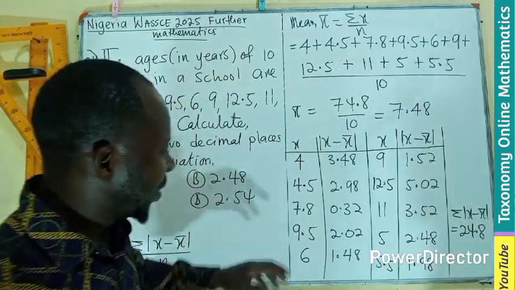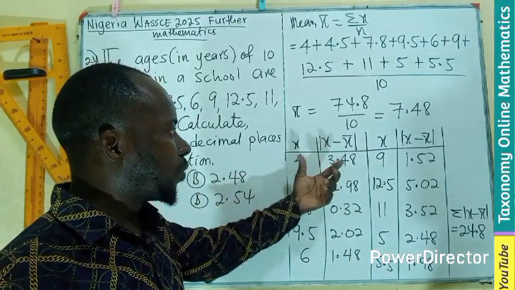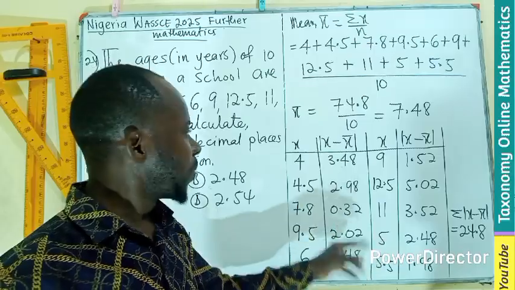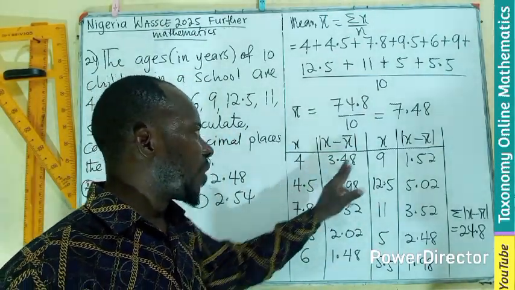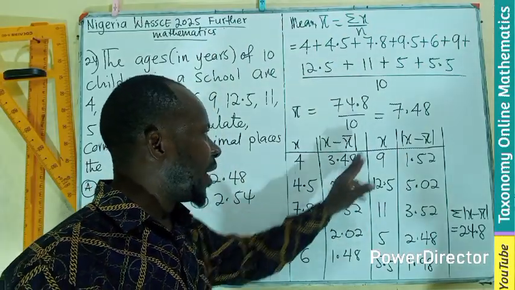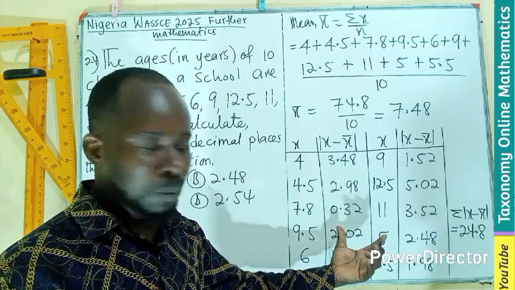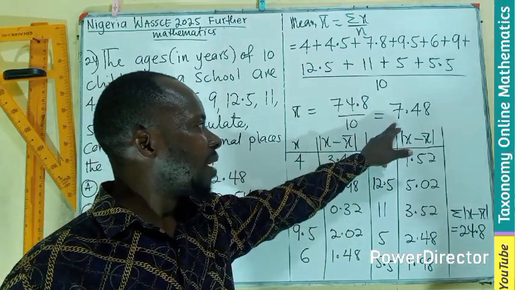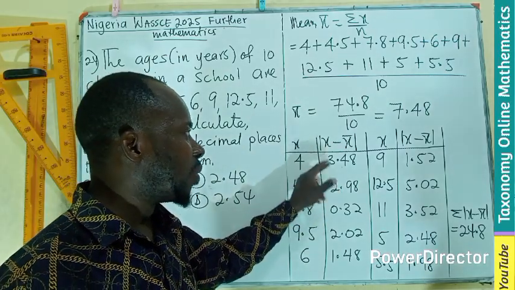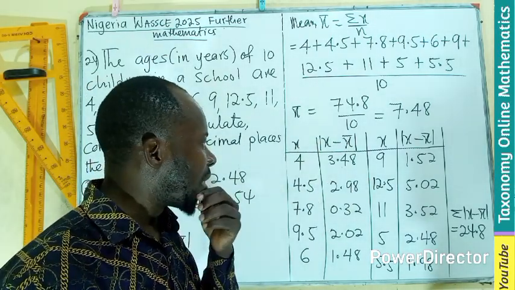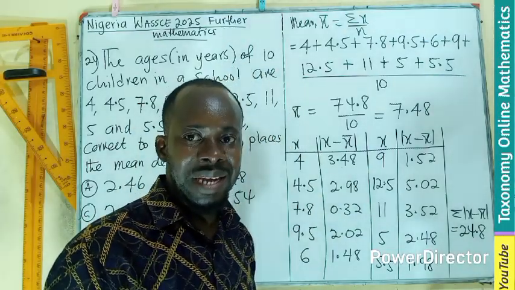Okay, so these are the x values we have. Continue to this, and these are the absolute value of the deviation. So 4 minus 7.48 will be here. 4.5 minus this, 5.5 minus this, all throughout. We are taking the absolute value. So we can see that 4 minus 7.48 will be a negative value, but we don't write a negative because of the absolute bar we have here. All right. Now, when we sum all of them up, it will be 24.8.